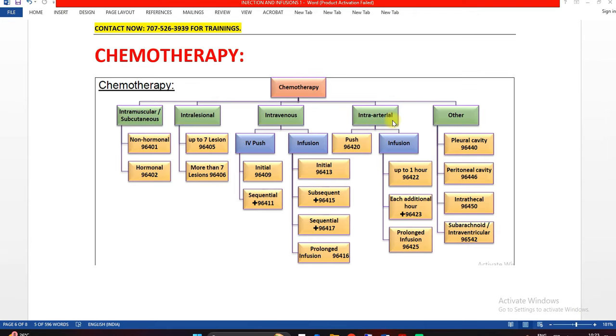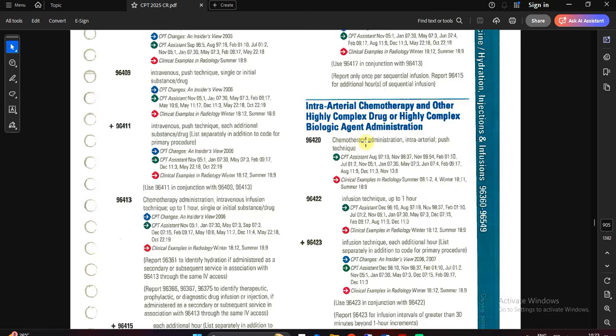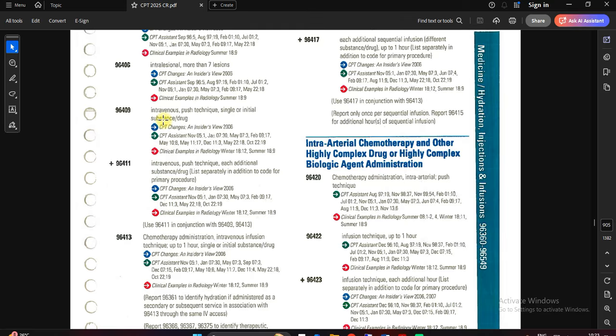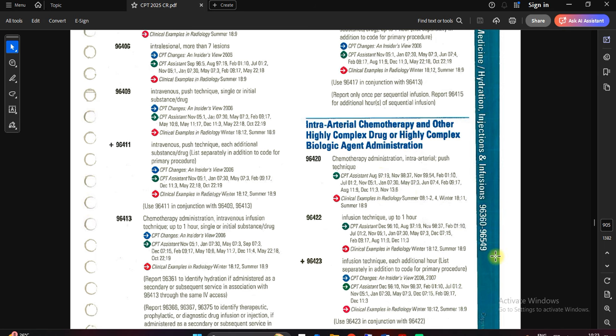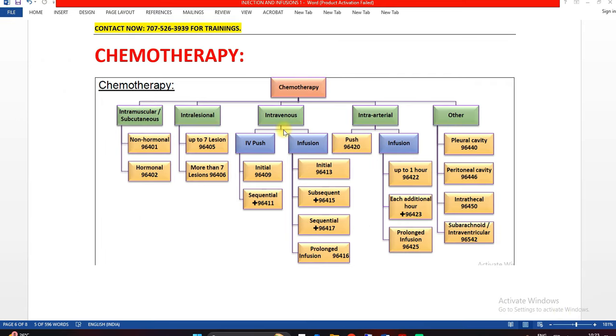So now we have intra-arterial push, 96420. Here we have a single code, chemotherapy administration intra-arterial push technique. So don't get confused. The earlier ones were for intravenous push technique. 96420 is for chemotherapy administration intra-arterial push technique. Previously we learned intravenous infusion. Now we have intra-arterial infusion. We have three codes here: 96422, 96423, 96425.